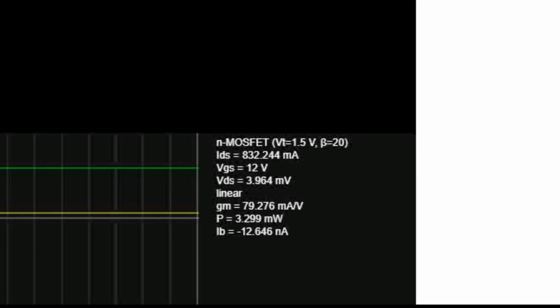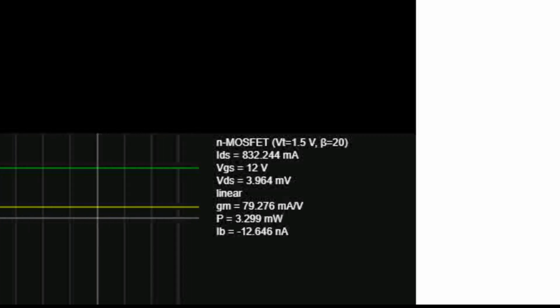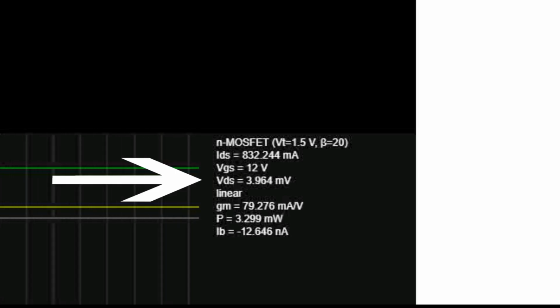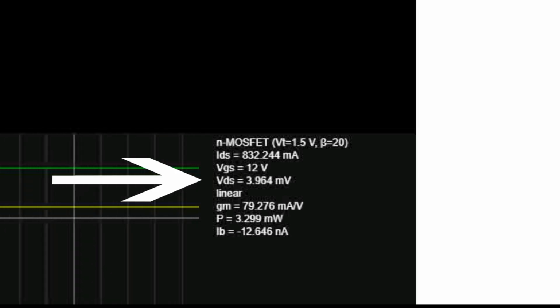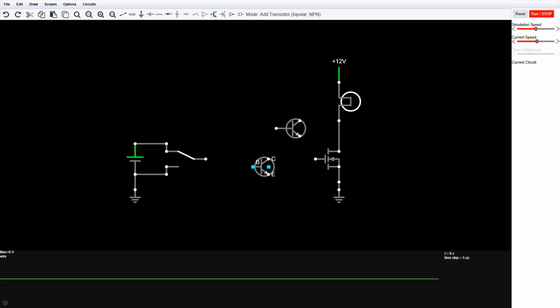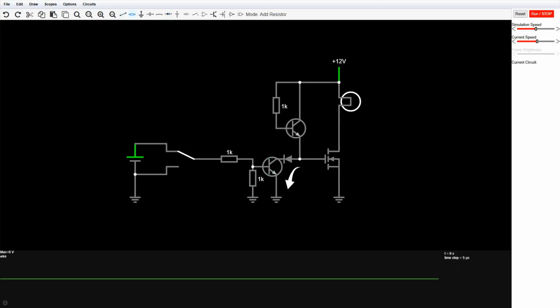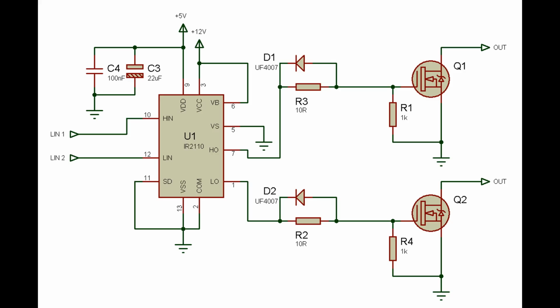MOSFETs have lower voltage drop than bipolars, so efficiency is a bit higher. High-speed switching requires careful resistor choice. Lower resistance charges the gate faster, but draws more current. This can be solved by using a second transistor to discharge the gate, or by a dedicated MOSFET driver.